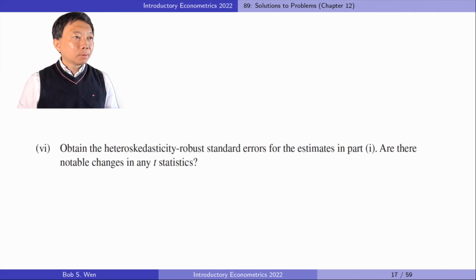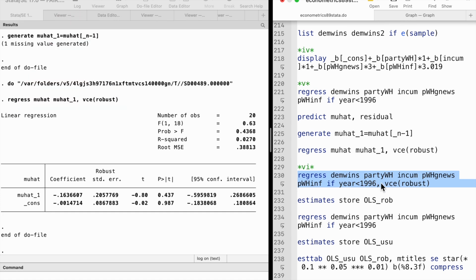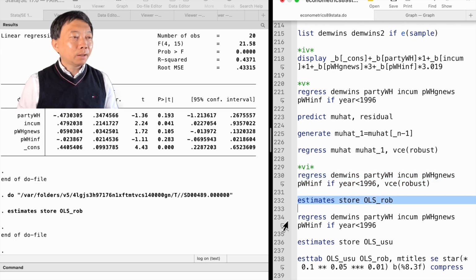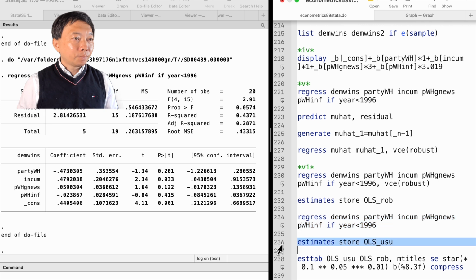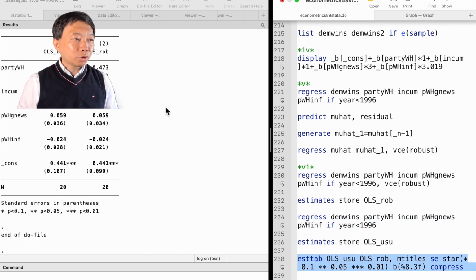In Part 6, obtain the heteroscedasticity robust standard errors for the estimates in Part 1. Are there notable changes in any t-statistics? We estimate the model using the heteroscedasticity robust standard errors and the usual standard errors, and then compare the estimates in a table. We find no substantial changes.